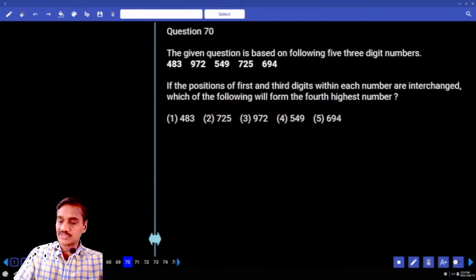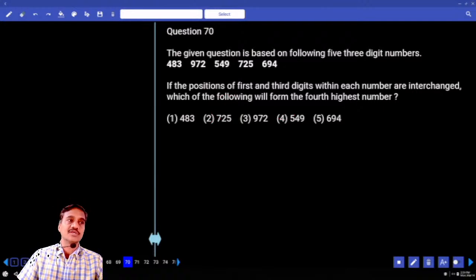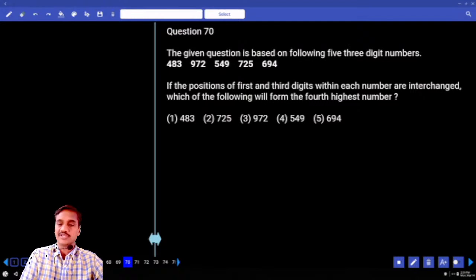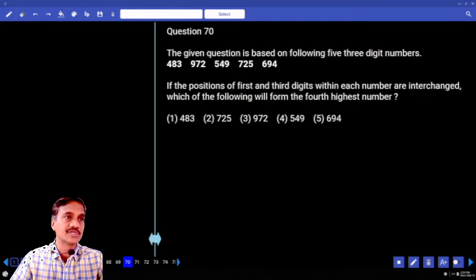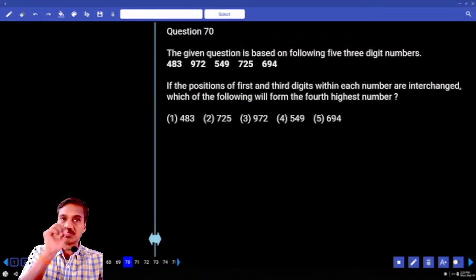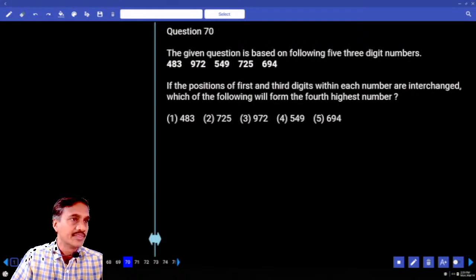Then coming to question number 70 onwards. These 70 to 73, these 4 questions are based on set of numbers. Set of numbers was the second priority, but now it must be under first priority in any part of your examination. Then coming to question number 70. The positions of the first and the third digits of each of the numbers are interchanged. That means the third digit comes to the first place and the first digit goes to the third place. That means the entire number will be reversed.